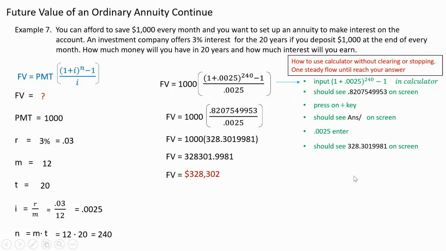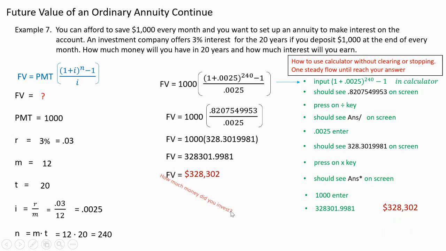You should see 328.3019981 on the screen, and then you press the times key, because you're going to multiply it by 1,000. You enter 1,000, press enter, and there's your answer, guys. Same as here. So when you have a problem, just follow this PowerPoint here, or you can write these steps down.